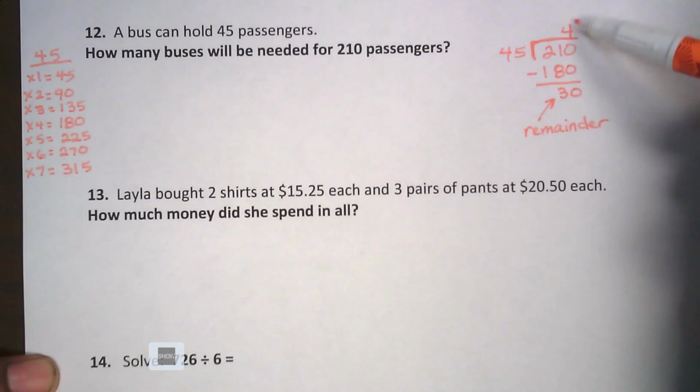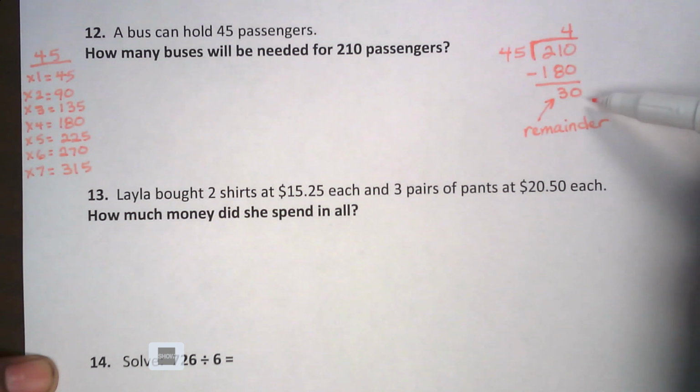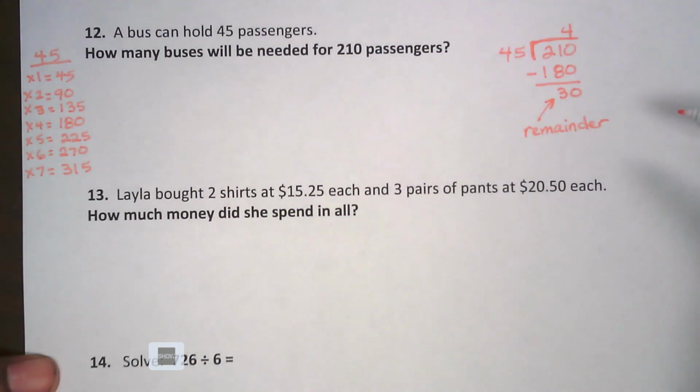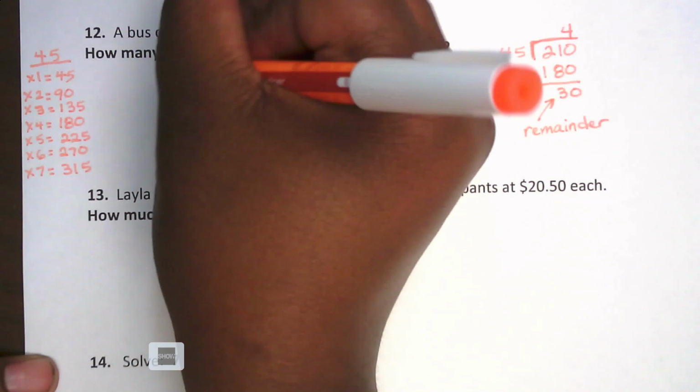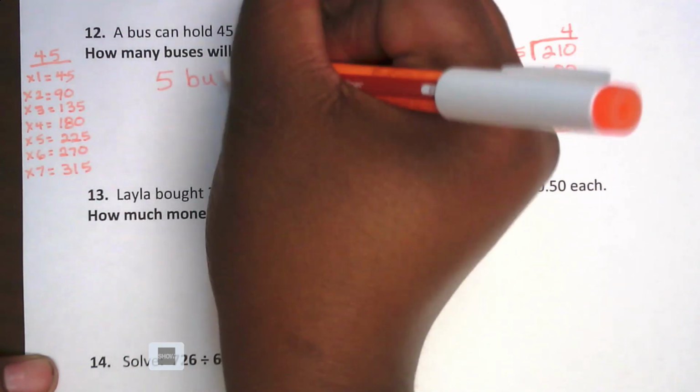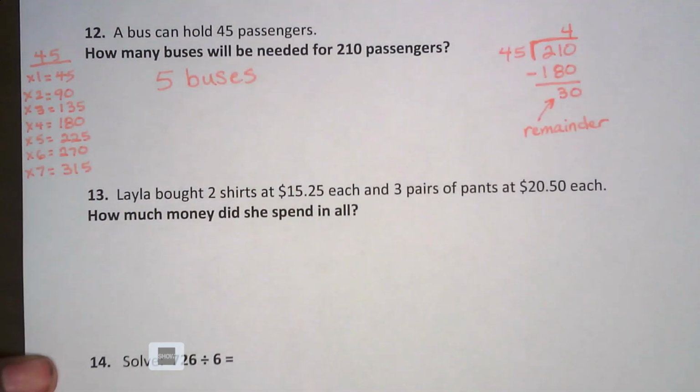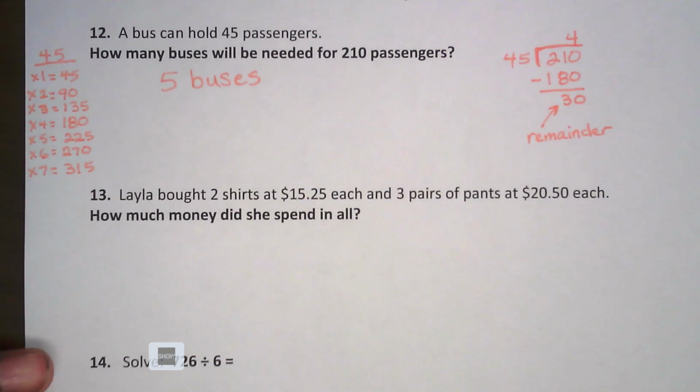So I could fill 4 whole buses of children, but I still have 30 kids left over. Well, they have to get on a bus too. So though it's not enough to fill another bus, I'm going to need one more bus to put these kids on. So I'm going to need 5 buses for 210 passengers.